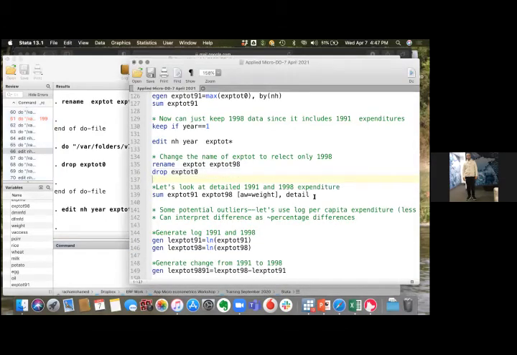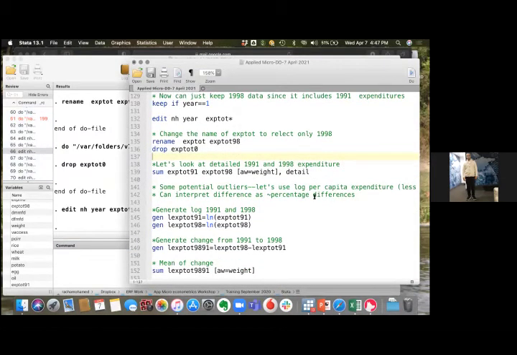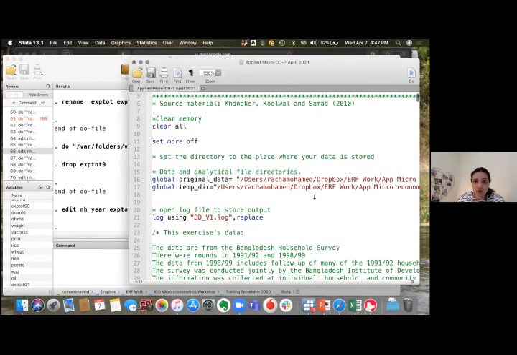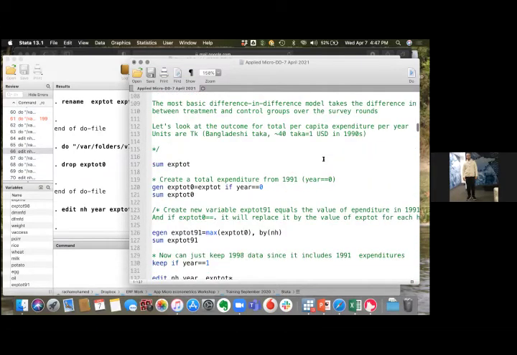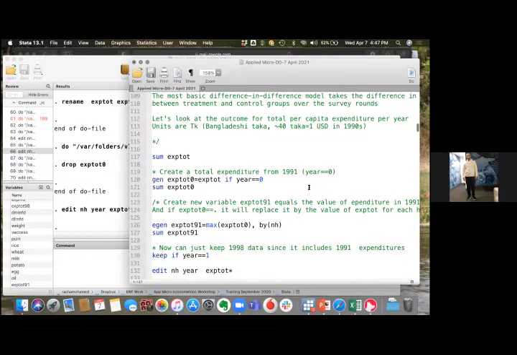The total expenditures, are they deflated? Yes, they are real values, but we are not showing these steps here. The data is cleaned and prepared for the difference in difference, and I'm not showing all the steps. But you have to use the deflated values. I don't know if you are following?